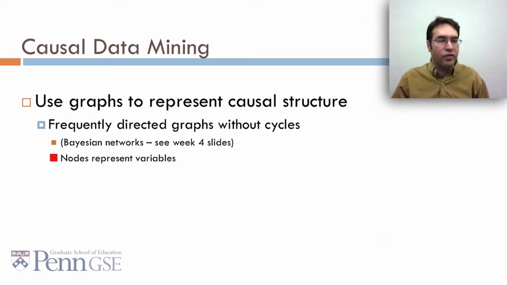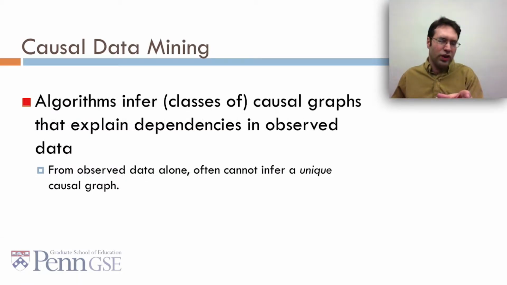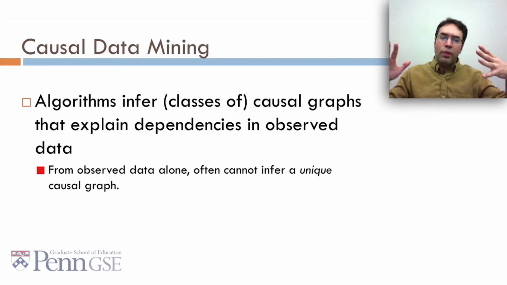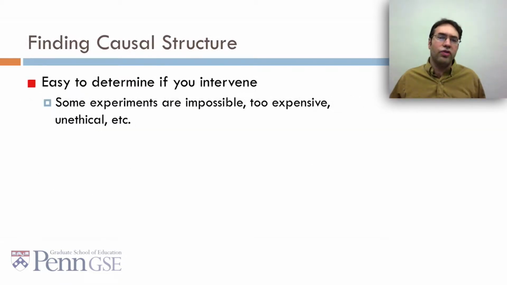Nodes represent variables, and directed edges between them represent causal relationships. And the algorithms available for causal data mining infer classes of causal graphs that explain dependencies in the observed data. And I want to point out we say classes of because usually from the observed data alone, we can't infer a unique causal graph. Causal data mining, to be effective, relies upon additional information, which I'll talk about a little later.